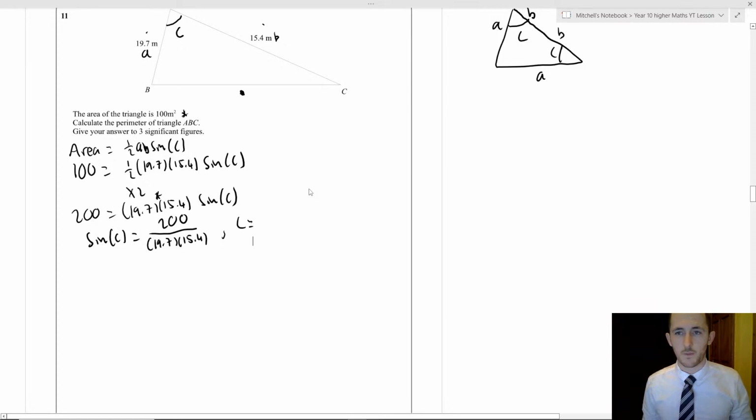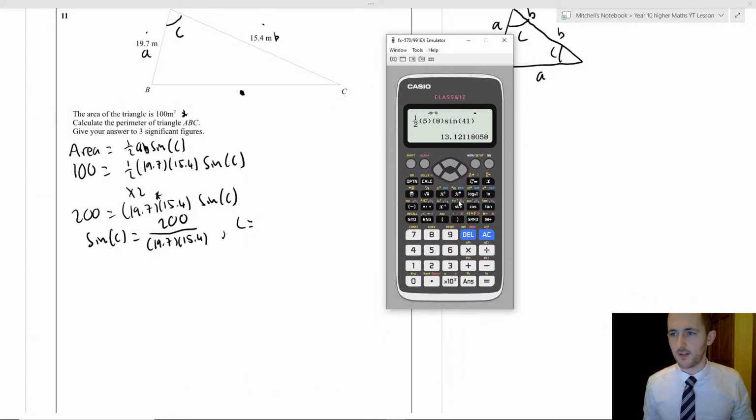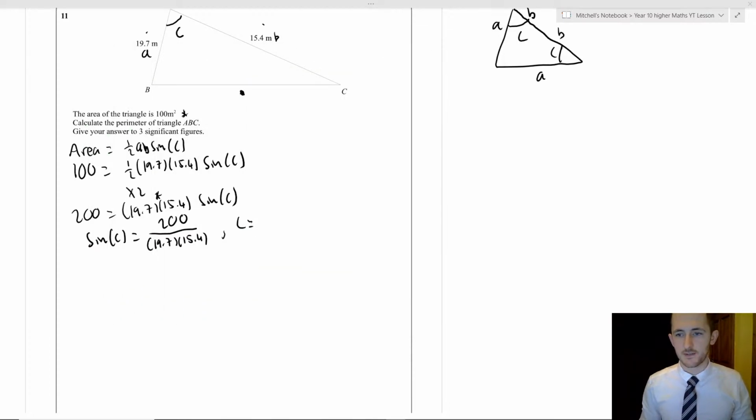This is a pretty long question, by the way. Like, unironically, very long. So I need to do the sine inverse, because again, if I want the actual angle, I need to inverse sine to get rid of that. 200 over 19.7 times 15.4 gives 41.2. I'm going to leave it to three significant figures. Okay. And what I'm going to do is get rid of this C now and write 41.2. I'm also going to get rid of this A and B. You'll see why.